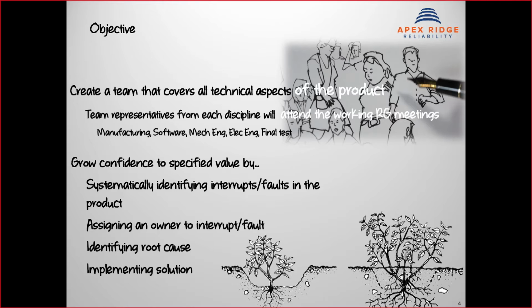So we want to grow the confidence to a specified value. We want to have a goal. A goal is critical here, because without a goal, we can't figure out what kind of resource we need, or if we're on a good enough path to hitting our goal reliability at product release. So we're going to systematically identify the interrupts and faults in the product, assign an owner to each, identify root cause, and then implement the solution.